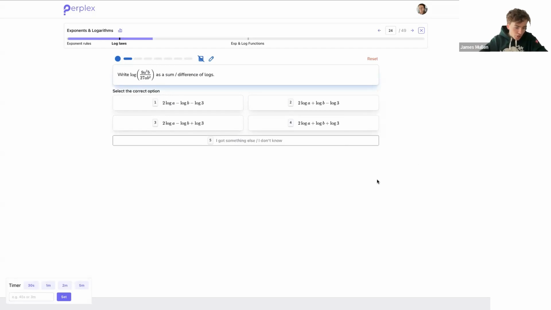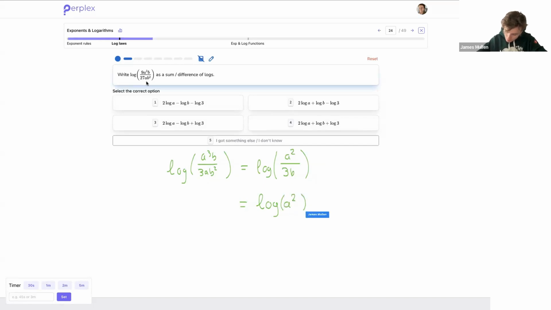So let's start with the inside of the log. I have 9 over 27. I can simplify that. So I'm going to have log of a cubed b over 3ab squared. And I can simplify some of the a's and b's. I'm going to get log of a squared over 3b, which, using now my rule for a fraction inside a log, is log a squared minus log 3b.